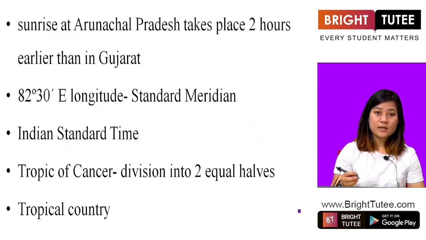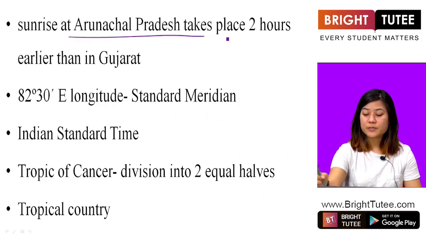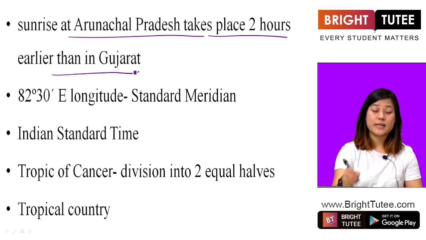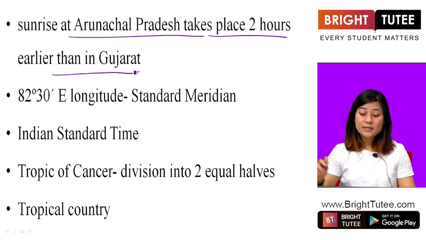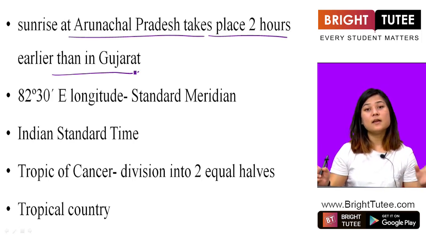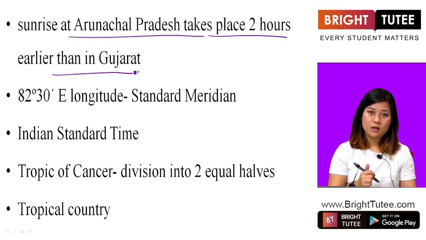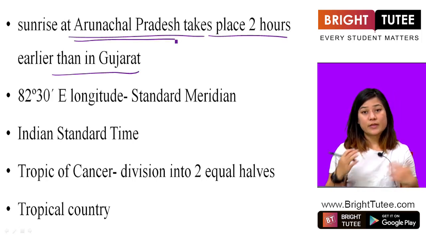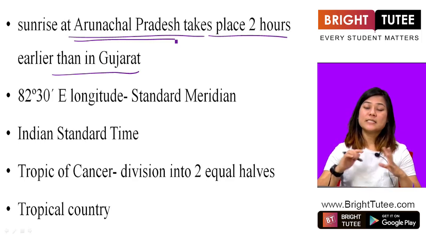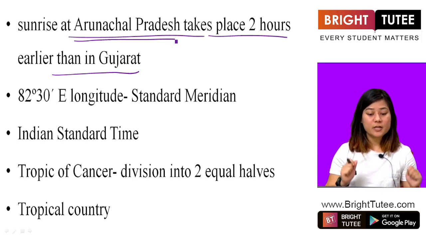If we look at different longitudes with different times, the sunrise at Arunachal Pradesh takes place 2 hours earlier than in Gujarat, because we know as you move east, the time gets added by 4 minutes. So if in Arunachal Pradesh the sun rises at 6 a.m., then the sunrise in Gujarat takes place 2 hours later. The time in Gujarat is behind Arunachal Pradesh. If the states lying towards the eastern part of the country are ahead in time, it becomes very problematic, right?